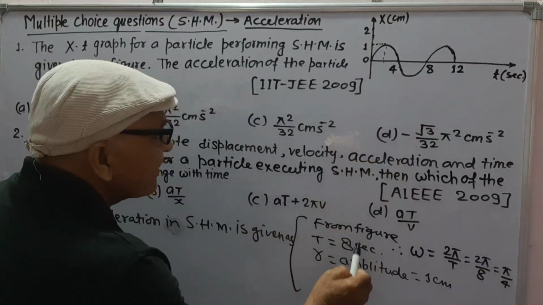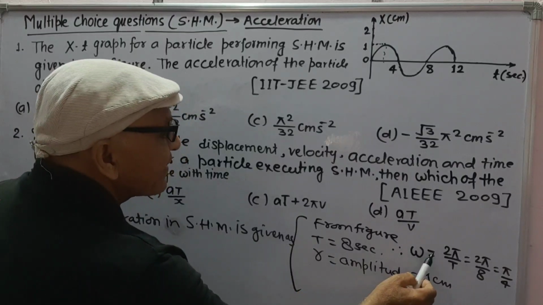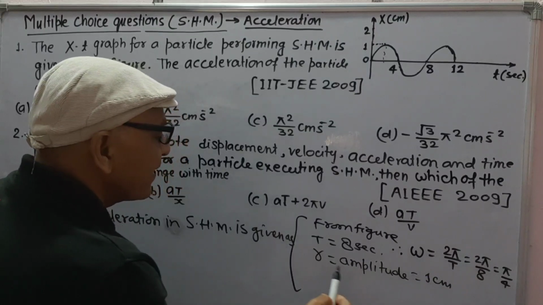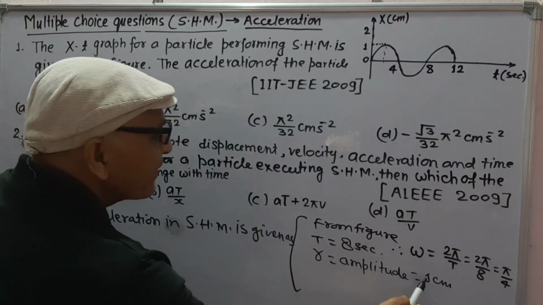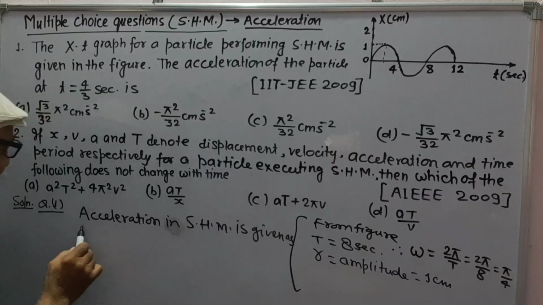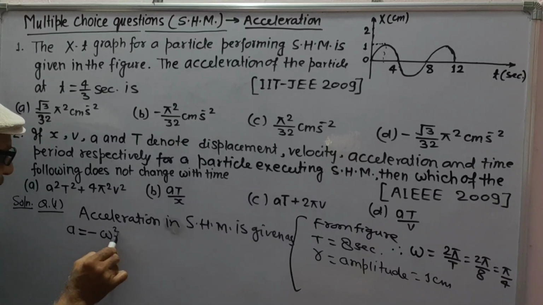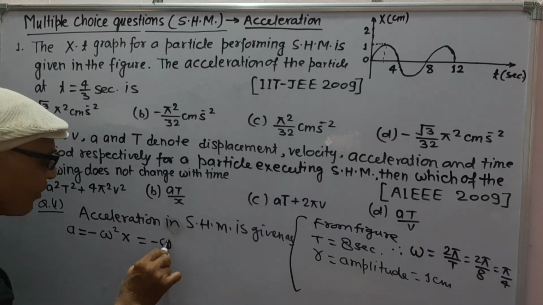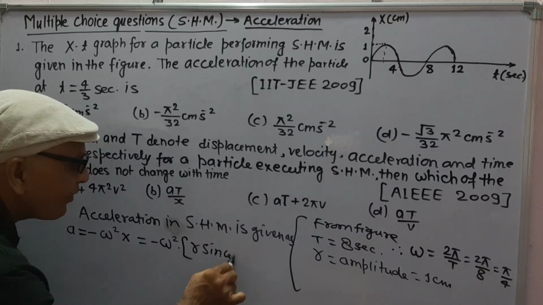T is equal to 8 second, the time taken in one complete cycle. Therefore, angular velocity omega will be equal to 2 pi by T, 2 pi by 8, which is pi by 4 radian per second. Also, amplitude r is equal to 1 centimeter. Now, acceleration in simple harmonic motion is given as a is equal to minus omega square into x, which may be written as minus omega square into r sin omega t.